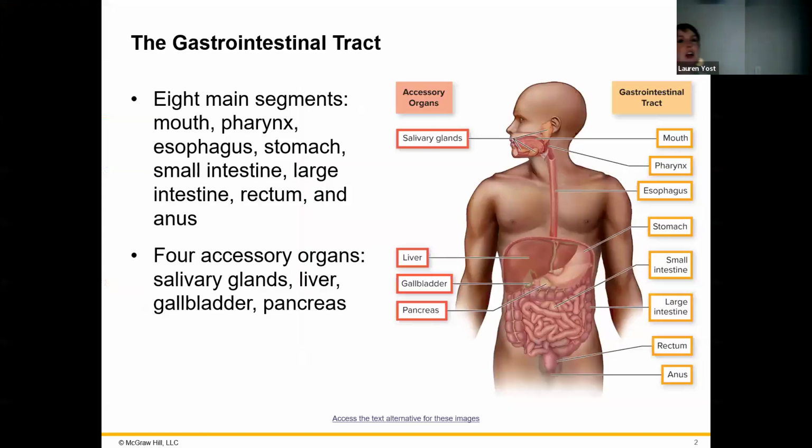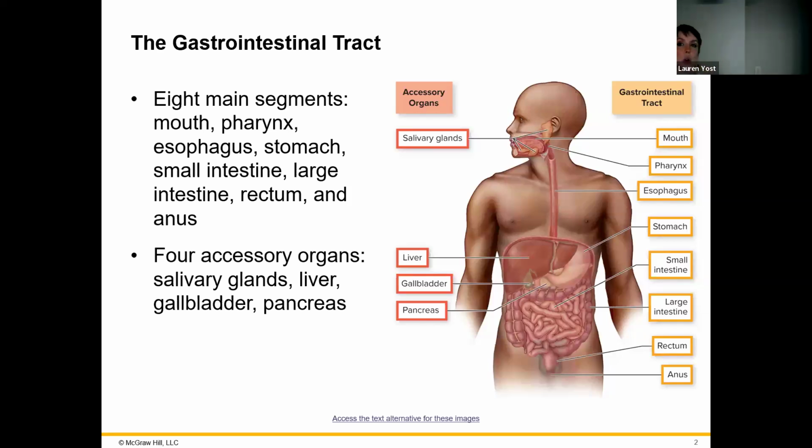All right, let's talk about the GI tract first. We have the 8 main segments of the GI tract, which are the mouth, the pharynx, which is your throat, the esophagus leading down into the stomach, the small intestine, then the large intestine, then the rectum, and then the anus where all your waste will exit from.